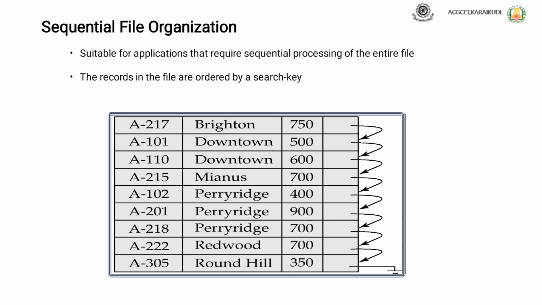And this is shown in that figure. The pointer in each record points to the next record in search key order. This figure shows a sequential file of account records taken from the banking example that we already saw in the previous topic. In this example, the records are stored in search key order using branch name as the search key.